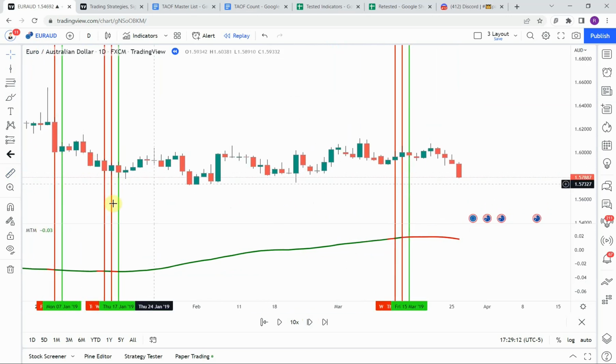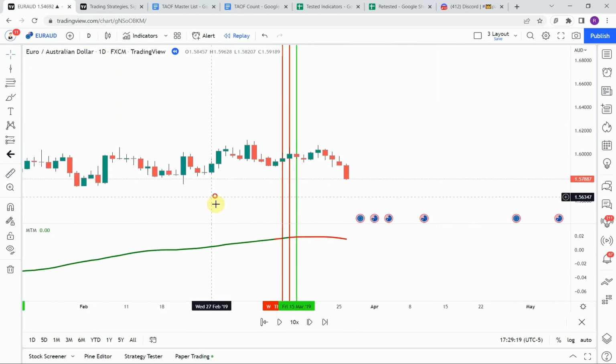All right, so we had this long right here that we were looking at. This one was able to push up nicely and get us to our take profit. We then pick up a short over here on this side, but then immediately switch back to a long on this one, and then immediately back to a short.